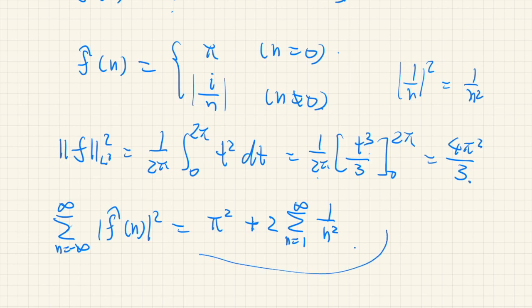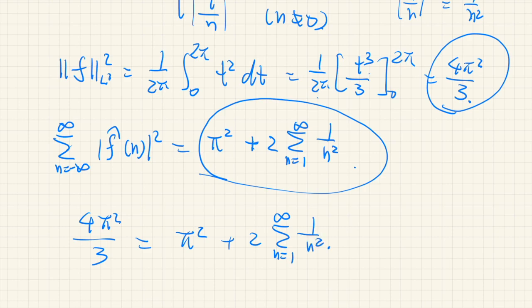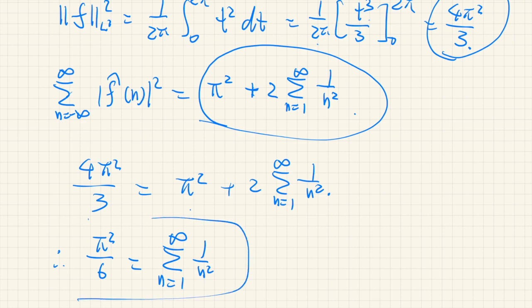So that's it. According to Parseval's identity, this is equal to this. So 4 pi squared over 3 is equal to pi squared plus 2 times the sum over n from 1 to infinity of 1 over n squared. So therefore, let's see, this one minus this one, we have pi squared over 3. So pi squared over 6 is equal to the sum of 1 over n squared, n from 1 to infinity. So we have this identity involving pi and series.